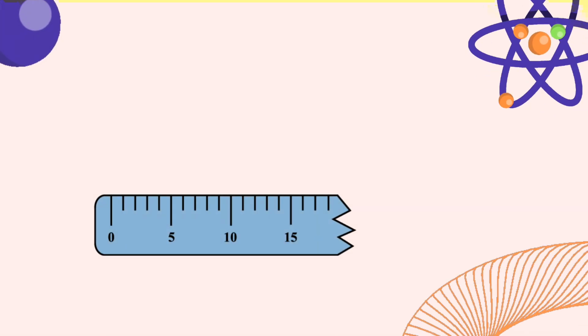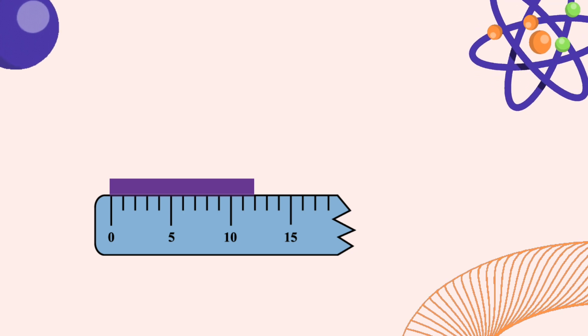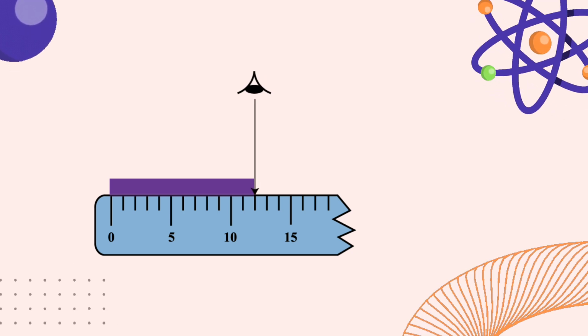Now, how do we use them correctly? Simple: place the 0 mark of the tape or rule at the end of the object, then read the mark at the other end. But here's where many people mess up. There are 2 major reading errors.